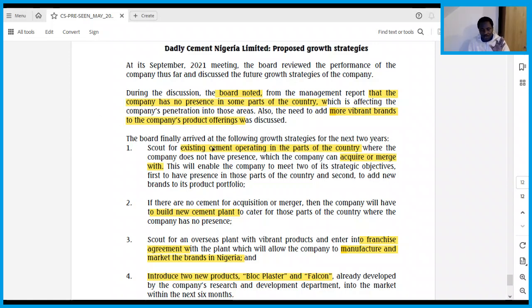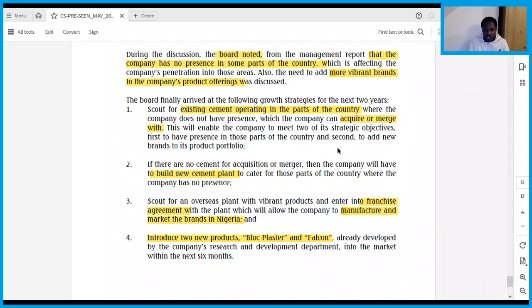The board had finally arrived at the following growth strategy for the next 2 years. Now, when we are talking about 2 years, is 2 years a tactical plan, a strategic plan, and the like? I will leave that for us to answer. Basically, it seems more or less a tactical plan because it's not up to even 5 years and the like. But that is just for understanding purpose. We have our core areas now to be guided on.